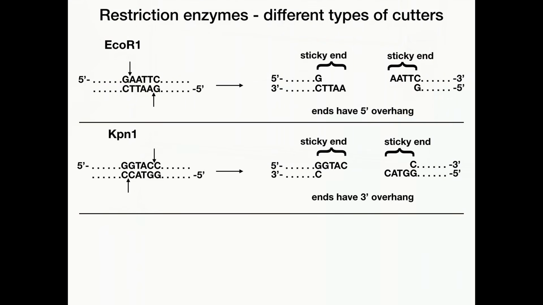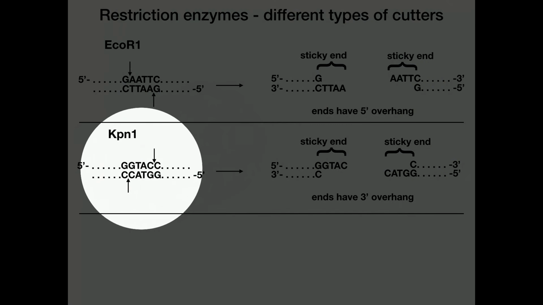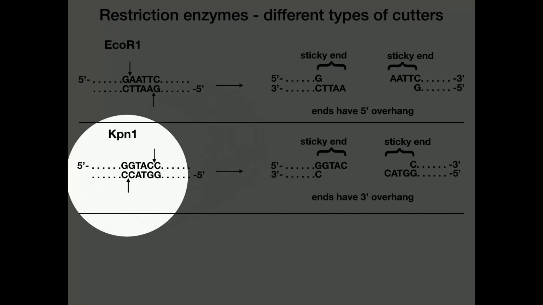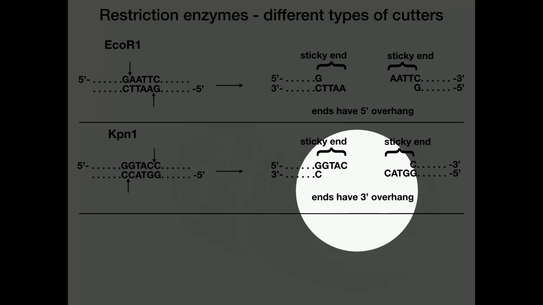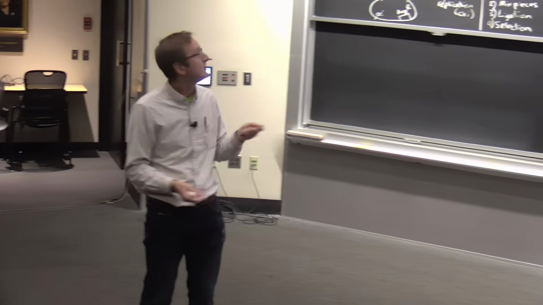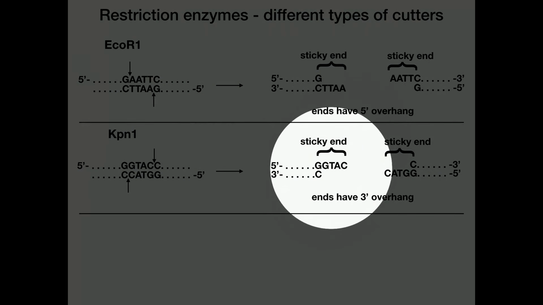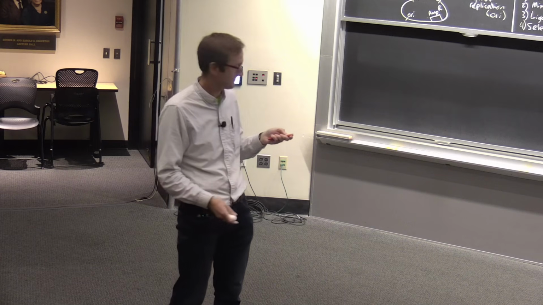So another example is this KPN1 endonuclease, and this is from a different bacterium, but again, it cleaves the DNA on the 2 strands, and this time it cleaves the top strand farther down the sequence, and that generates what's known as a 3' overhang, but again, you have an overhang, so this is what is known as having a sticky end. Because again, these nucleotides are available to base pair with the complementary sequence.